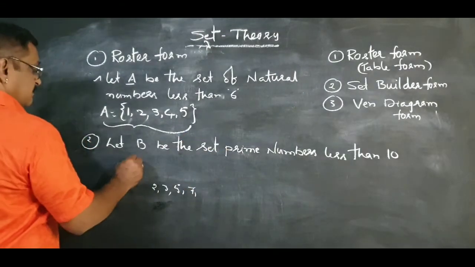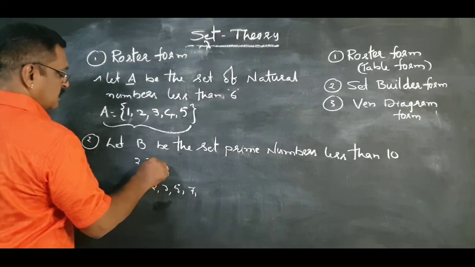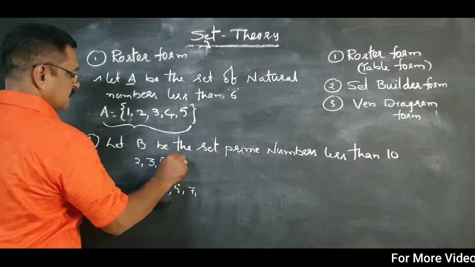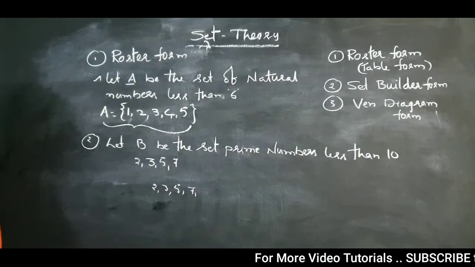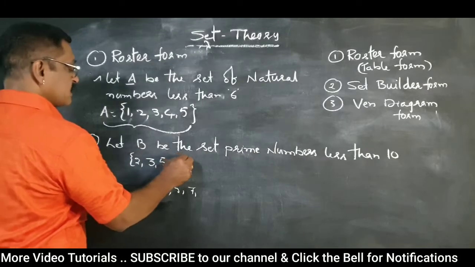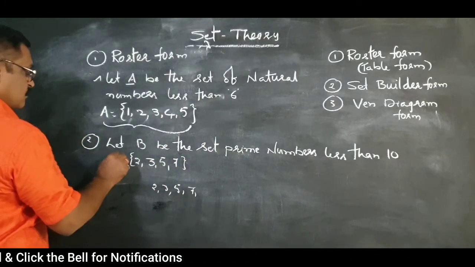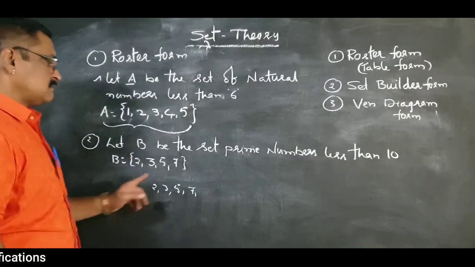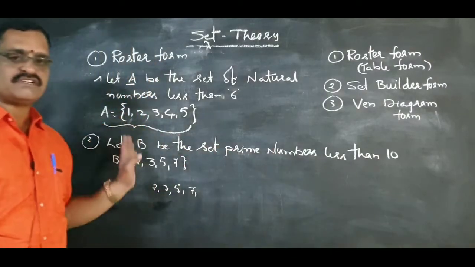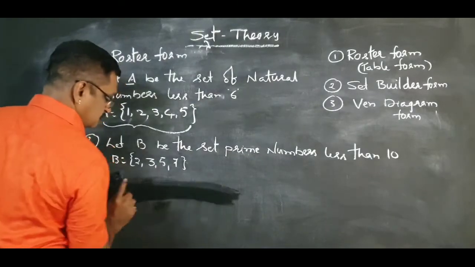Now how do you write? First, we make the list of all the elements of the set, and separate with the commas, closing with curly brackets and giving the name. So this is a roster form of this capital B. And let me see one more example.